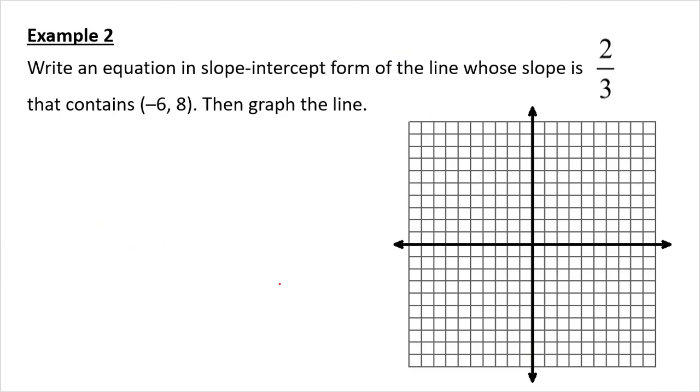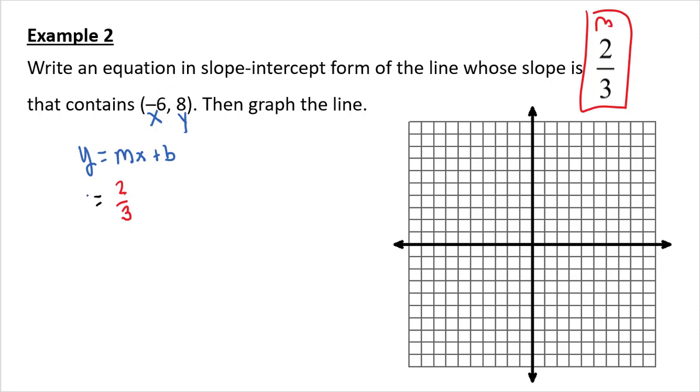Write the equation in slope-intercept form of a line whose slope, so here they're telling me my m, is 2/3 and contains -6, 8. So this is x and y. So in your y equals mx plus b, this m here is 2/3. So I am going to plug that in. 2/3 is my m. This is an x, this is a y. So plug in 8 for y, plug in -6 for x, plus b.